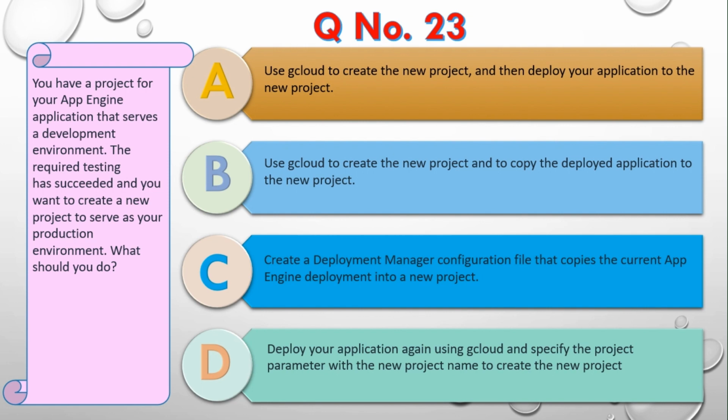Option B, use gcloud to create the new project and copy the deployed application to the new project. Option C, create a Deployment Manager configuration file that copies the current App Engine deployment into a new project. Option D, deploy your application again using gcloud and specify the project parameter with the new project name to create the new project. Option A is the correct answer.